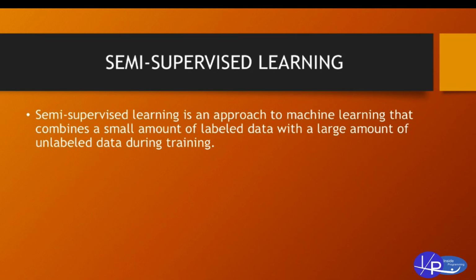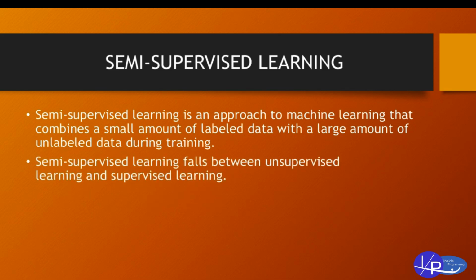Semi-supervised learning is an approach to machine learning that combines a small amount of labeled data with a large amount of unlabeled data during training. What we are calling labeled data is a group of samples that have been tagged with one or more labels. Labeling typically takes a set of unlabeled data and augments each piece of it with informative text. So semi-supervised learning falls between unsupervised learning and supervised learning.